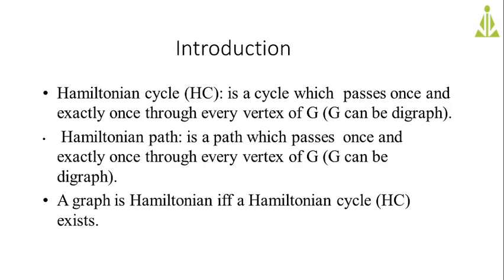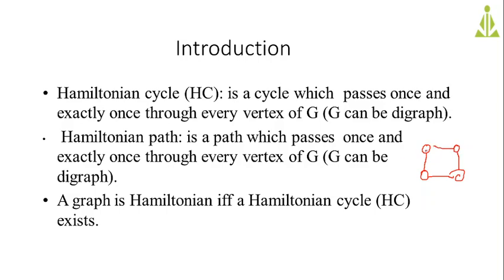So, what is HC? A Hamilton cycle is a cycle which passes once and exactly once through each vertex of G. Whenever we have a graph, it should visit each vertex only once. A Hamilton path is a path which passes once and exactly once through each vertex of a graph. G can be a directed graph, a digraph. So in the graph, if we have a number of vertices, the Hamilton cycle is a cycle which should pass through all the vertices.